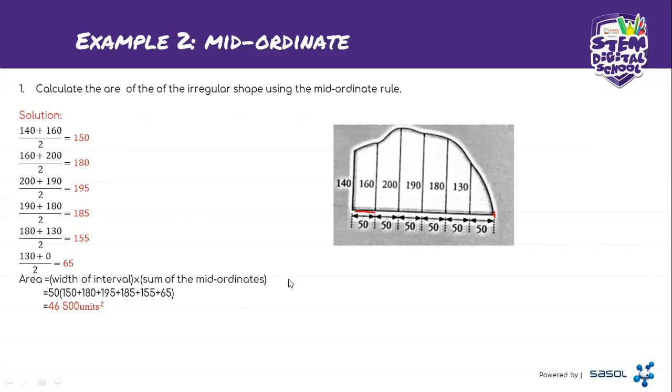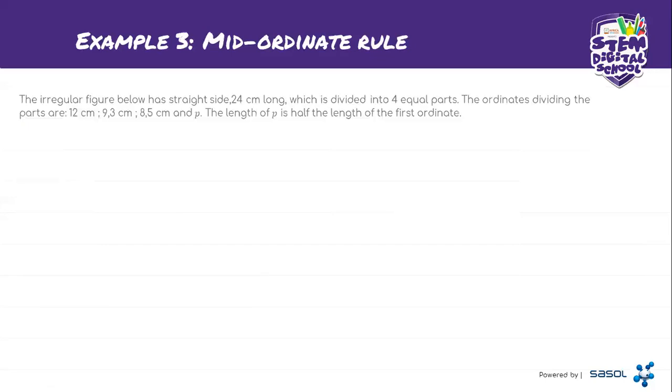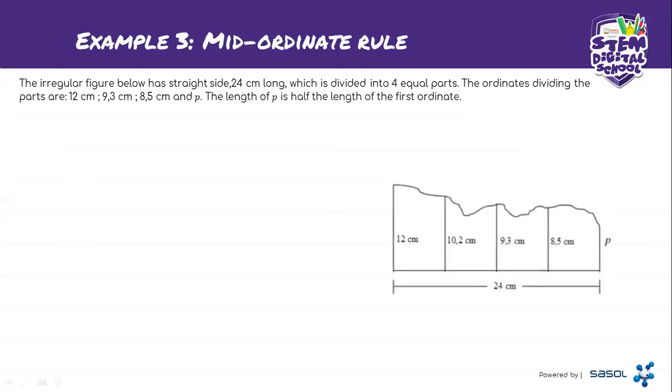And then let's proceed. We have another example. Let's see. The irregular figure below has a straight side which is 24 centimeter long, divided into 4 equal parts. The ordinates dividing the parts are 12 centimeter, 9.3 centimeter, 8.5 centimeter, and P. The length of P is half the length of the first ordinate.